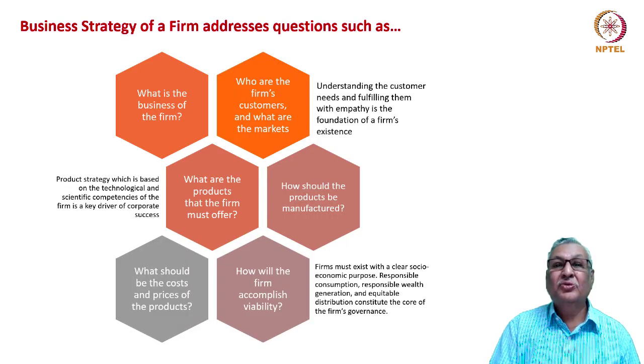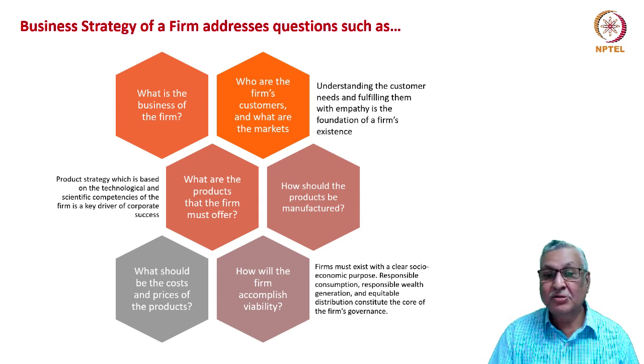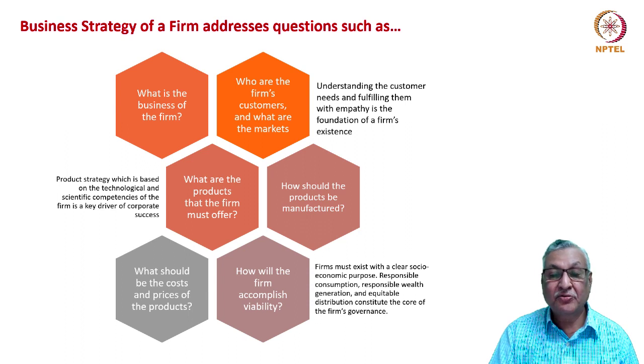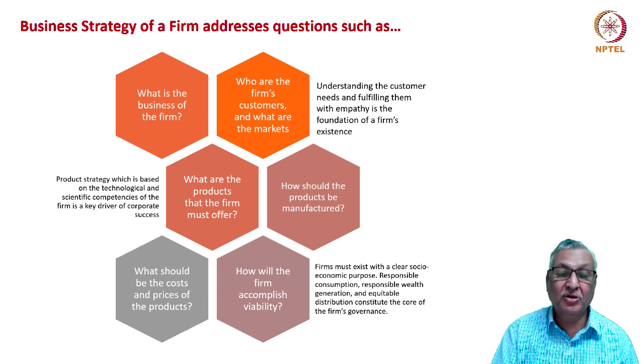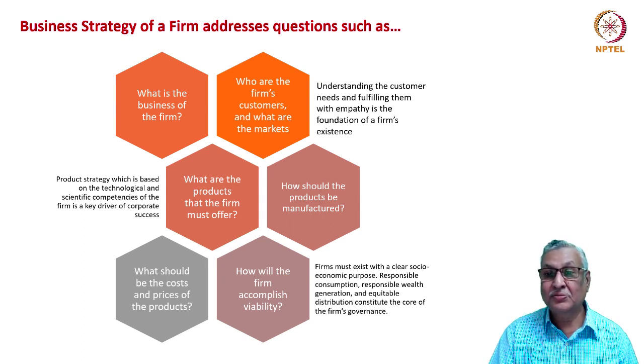Business strategy of a firm typically addresses questions such as what is the business of the firm, who are the firm's customers and what are the markets, what are the products that the firm must offer, how should the products be manufactured, where should the products be manufactured, what should be the cost and price of our products, and how will the firm accomplish viability.